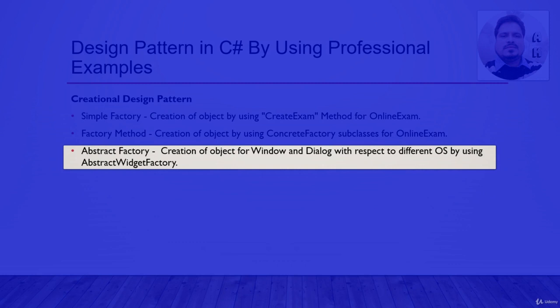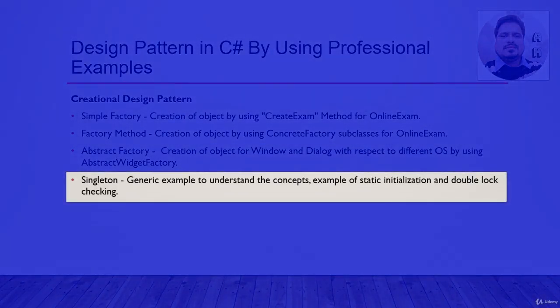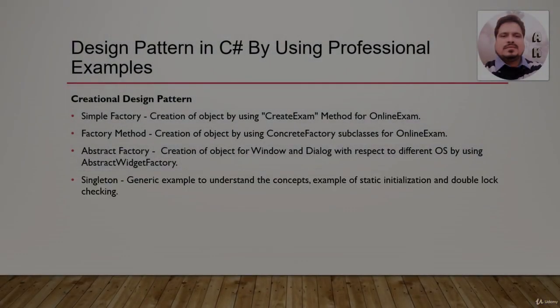Then we will go ahead with abstract factory: creation of objects for window and dialog with respect to different operating systems by using an abstract widget factory. Singleton: here we will use one generic example to understand the concept, and we will see examples of static initialization and double-check locking.